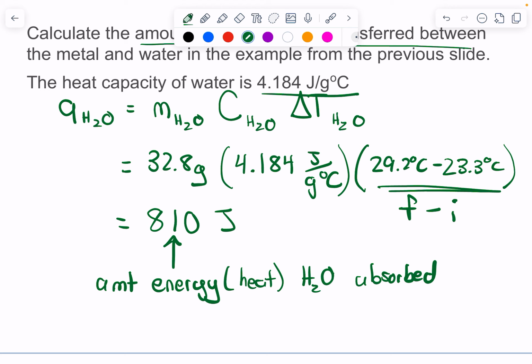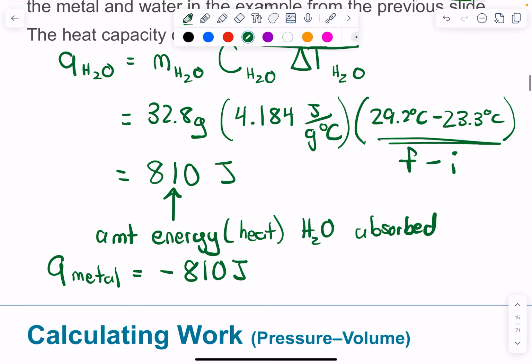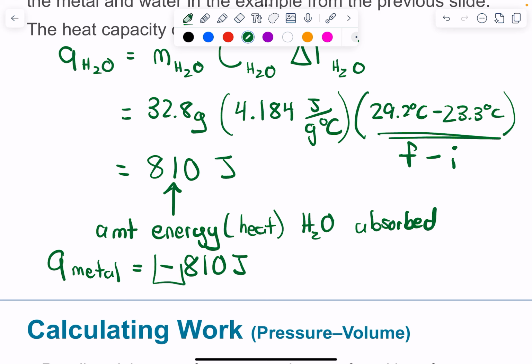Okay? And now, without even doing a calculation, I know that the Q of the metal is negative 810 joules because I know that the Q of the surroundings is equal to, but opposite sign, the Q of the system. So if I know that the surroundings absorbed 810 joules, then I know that the system lost, that's what the negative tells me, it lost 810 joules. So this is the amount of energy in the form of heat that the metal lost.